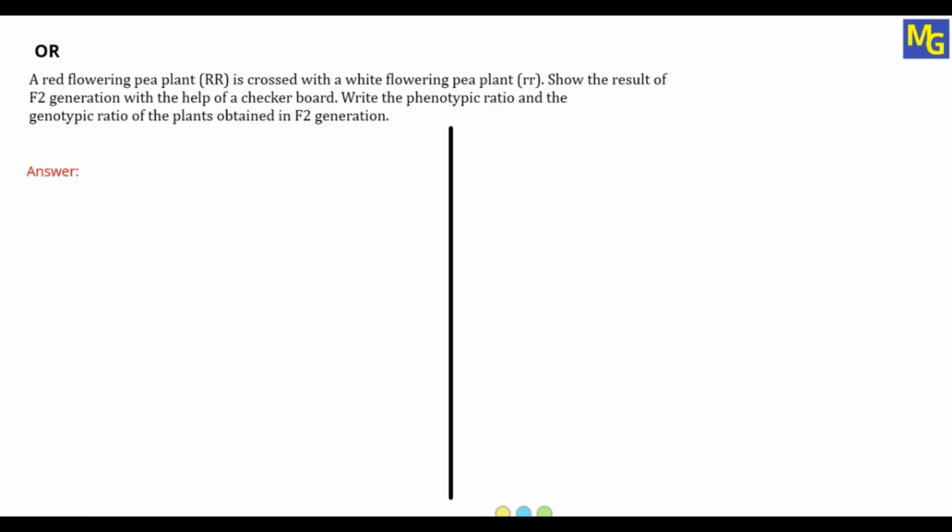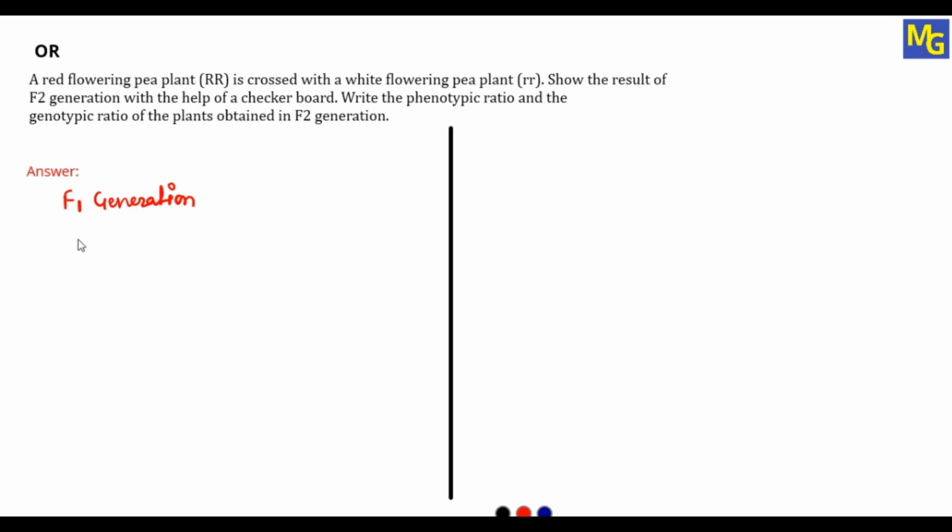So we'll start the answer. First we are going to see the F1 generation. So I'll write it here, F1 generation. In the question they have asked for F2 generation, but we will go step by step so that we can understand this answer very easily. And in any question paper in different exams, if they ask any other characters also, you can answer the questions. So we'll start with F1 generation.